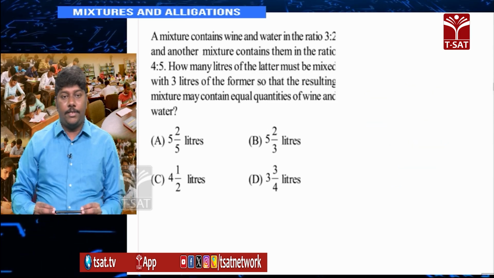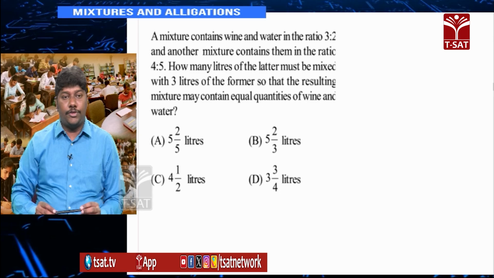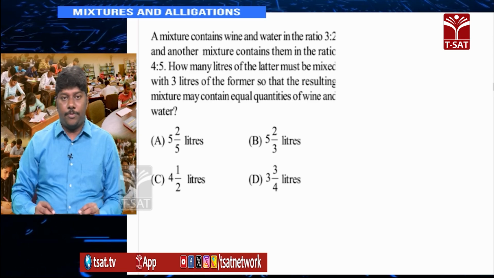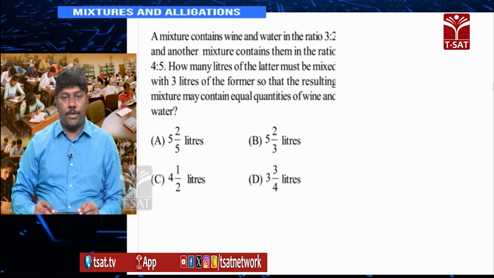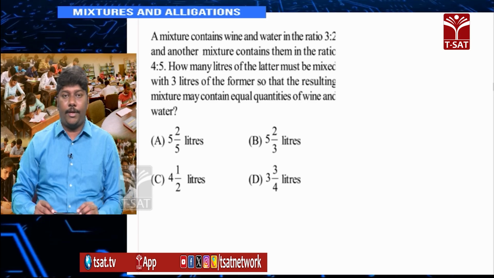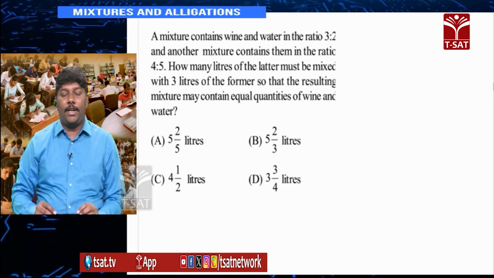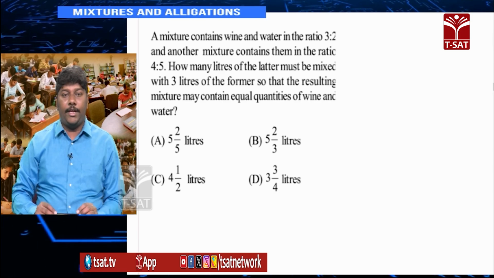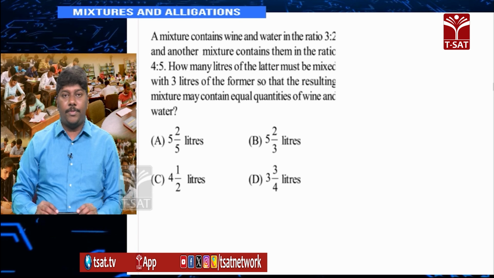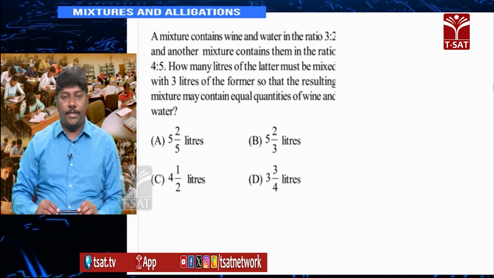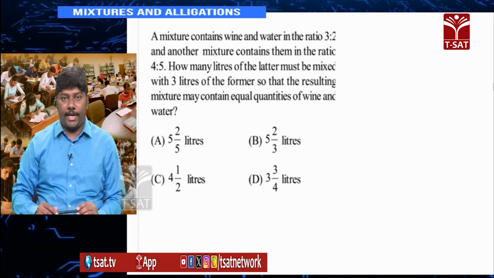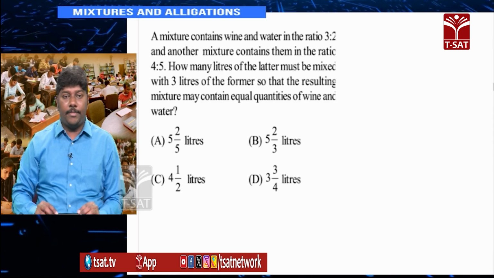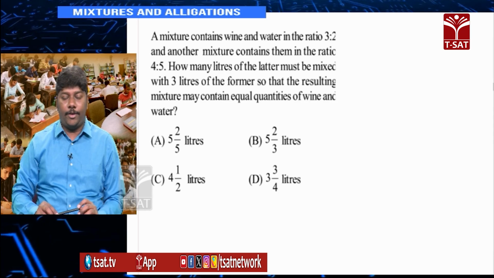A mixture contains wine and water in the ratio 3:2. Another mixture contains them in the ratio 4:5. So the first mixture contains wine and water given. The second mixture also contains wine and water given as 4:5. He is asking you how many liters of the latter, latter means the second mixture, must be mixed with 3 liters of the former, which means the first. 3 liters of the first one mixed with how many liters of the second one. He is asking you what is N2, so that the resulting mixture may contain equal quantity of wine and water.